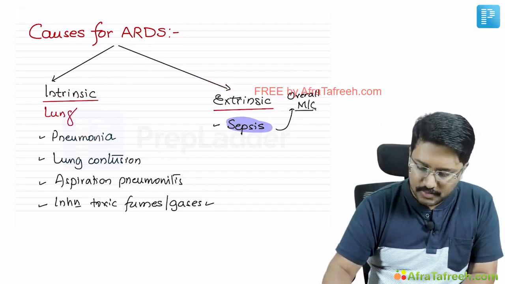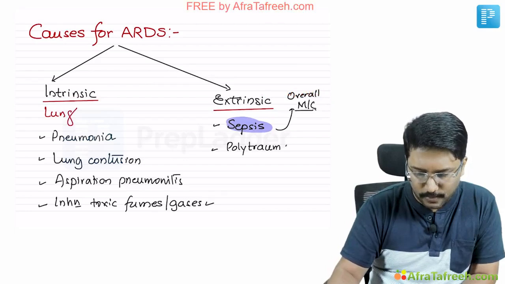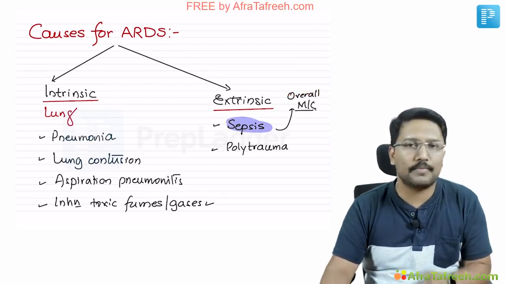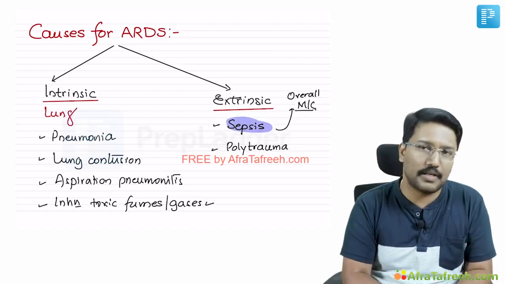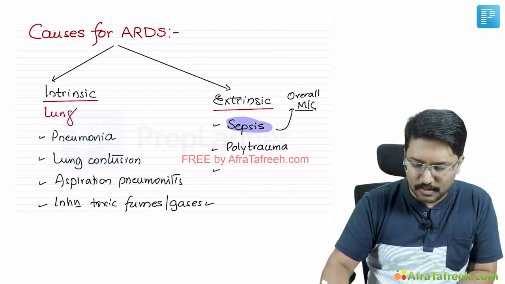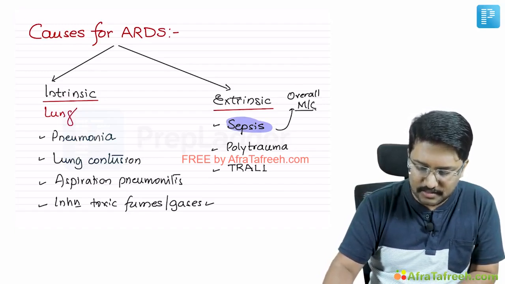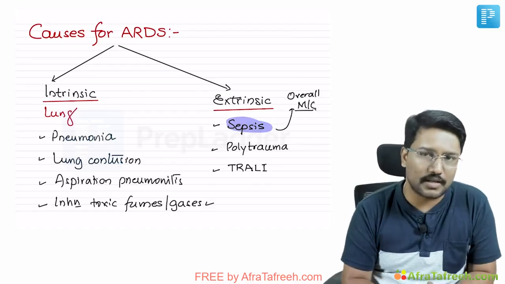Okay. Apart from sepsis, you have to also remember polytrauma, right? Severe multiple crush injuries is an important risk factor for ARDS. So a lot of surgeons and orthopedicians refer their cases to physicians because their patients end up developing ARDS. Then the other specific entity which can present with ARDS is transfusion associated lung injury, what we call TRALI.